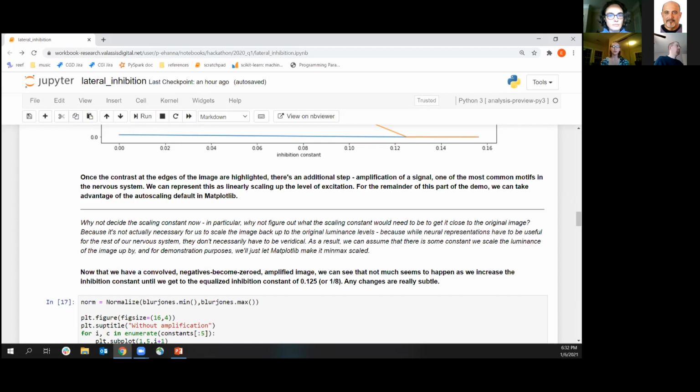Essentially, all you need to know is it's not especially important for the result of the lateral inhibition process to be veridical as far as luminance. It doesn't need to be as bright as the outside again. It just needs to be something that the rest of our machinery downstream knows what to do with. So we don't need to decide on a scaling constant for this. We can just have Matplotlib scale it up for us so that we can see it, and know that there is some arbitrary, or semi-arbitrary, constant by which we amplify the image.